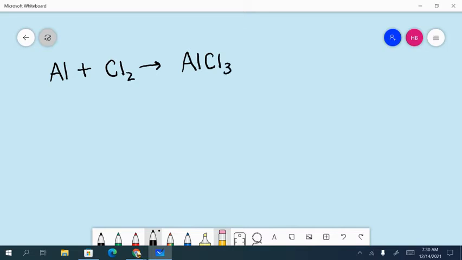Now you say to yourself, that doesn't make any sense because how can I have 3 chlorines on one side and 2 on the other side? That's where balancing comes in. And remember, we're going to double the odd when we balance to make our lives easier. This is a synthesis reaction.